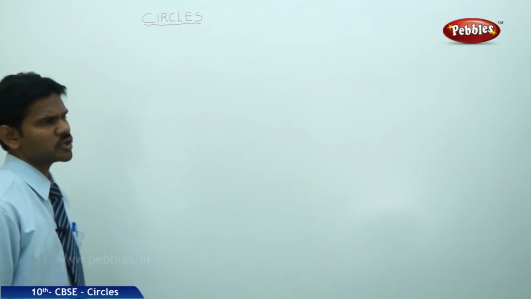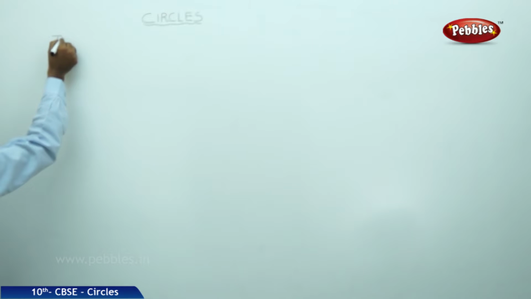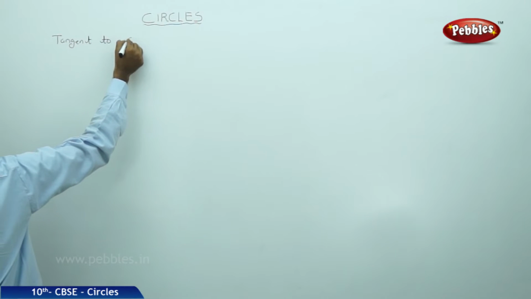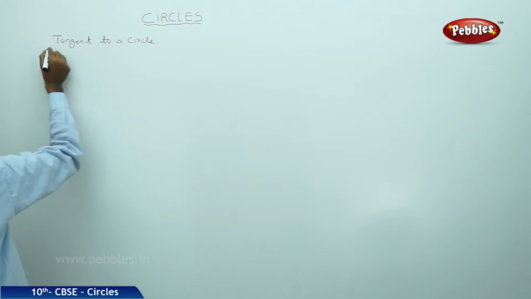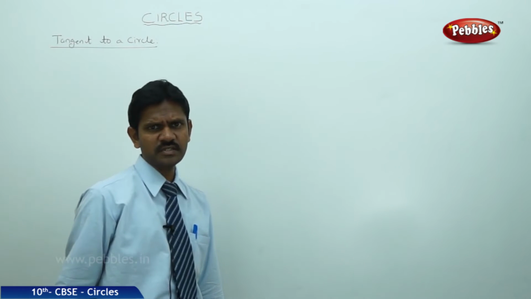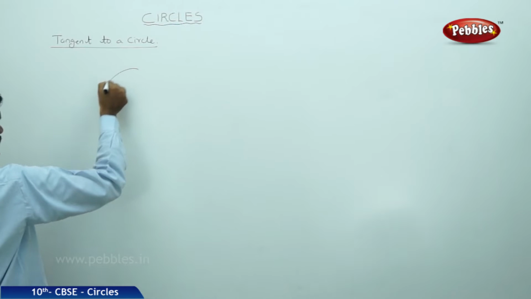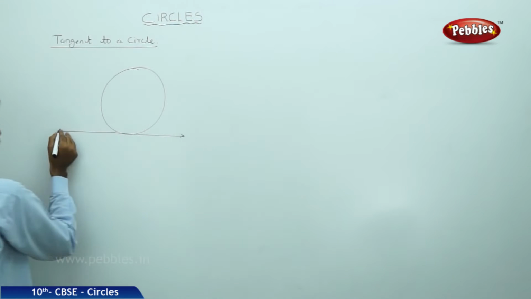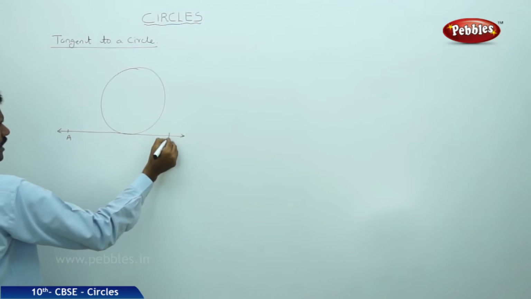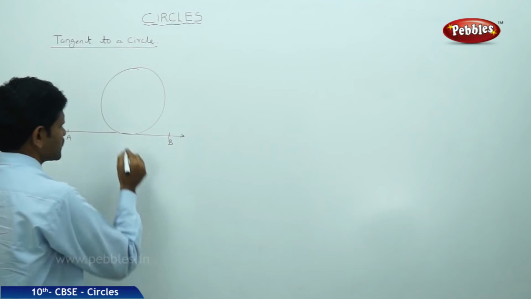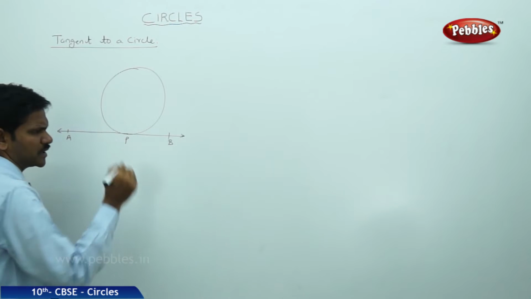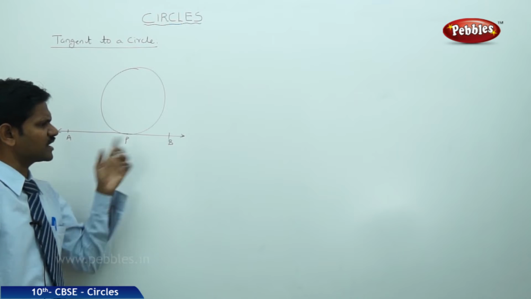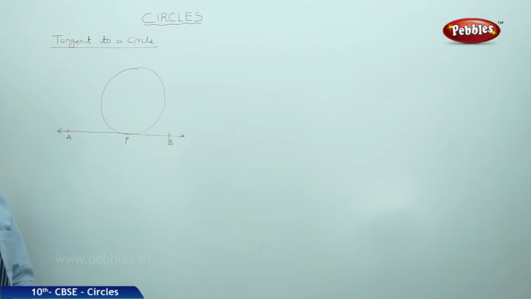Let us see our next topic, tangent to a circle. What is meant by a tangent? A line segment which touches the circle. The line segment is AB which touches the circle at the point P at exactly one point. Then the line segment AB is called tangent to the circle.